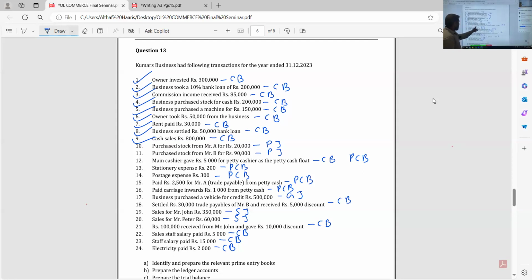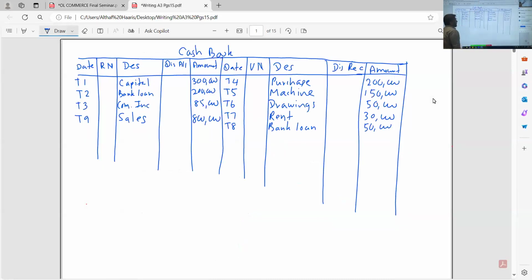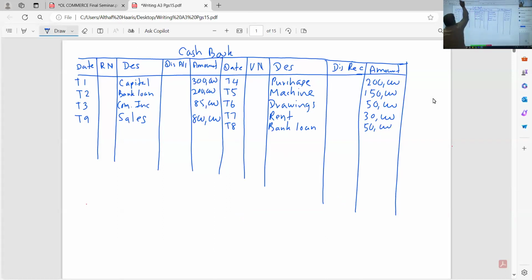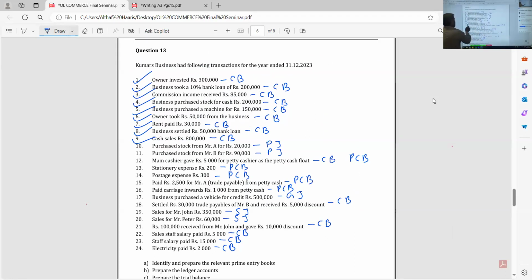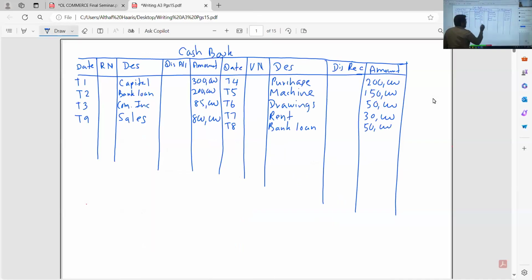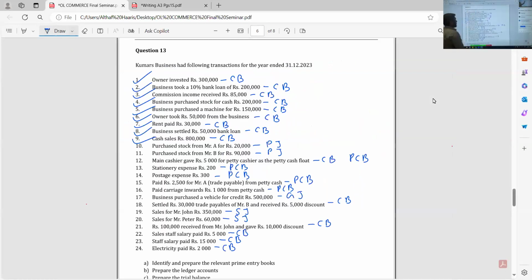Okay. Here main cashier gave to the petty cashier rupees 5,000. From the main cashier, cash is going out. He is giving to the petty cashier. So here 5,000. T10, not T10, this is T12. Petty cash, 5,000. This is done. Only this part is done. This is not done now.